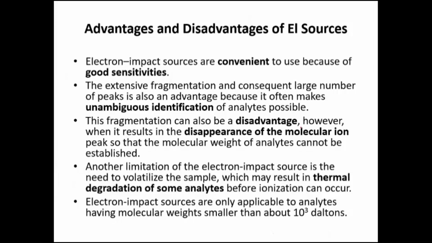Another limitation of the electron impact source is the need to volatilize the sample, which may result in thermal degradation of some analytes before ionization itself can occur. Electron impact sources are only applicable to analytes having lower molecular weights, analytes having molecular weights smaller than 10 raised to 3 Daltons. What if we use electron impact sources on high molecular weight compounds? Largely they will get unaffected because of their size.